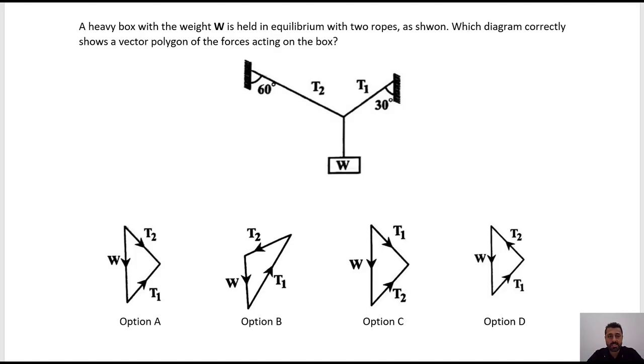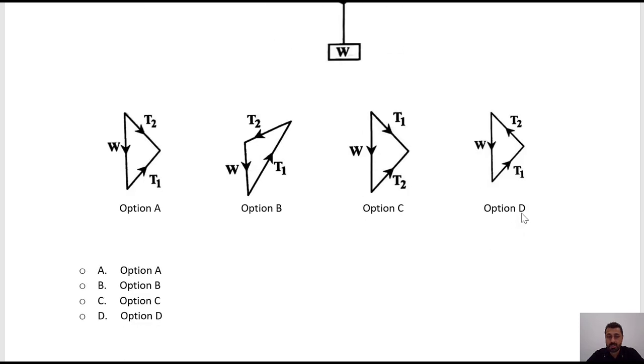A heavy box with the weight W is held in equilibrium with two ropes as shown. Which diagram correctly shows a vector polygon of the forces acting on the box? And you have 4 options in this question. This is a multiple choice question. Let's move to the solution.